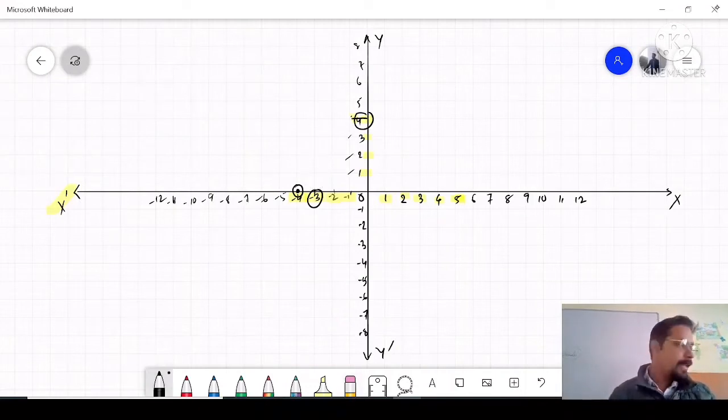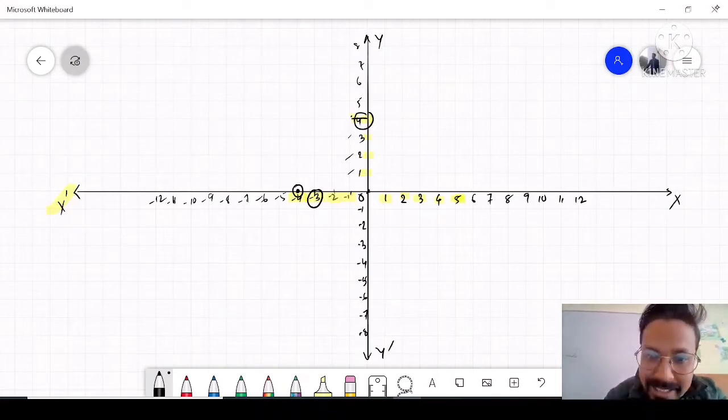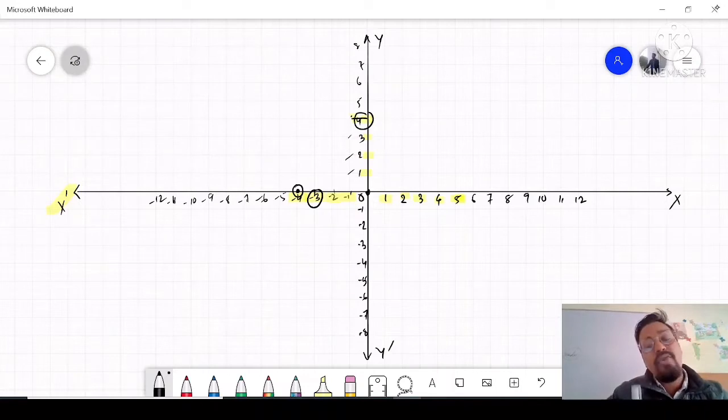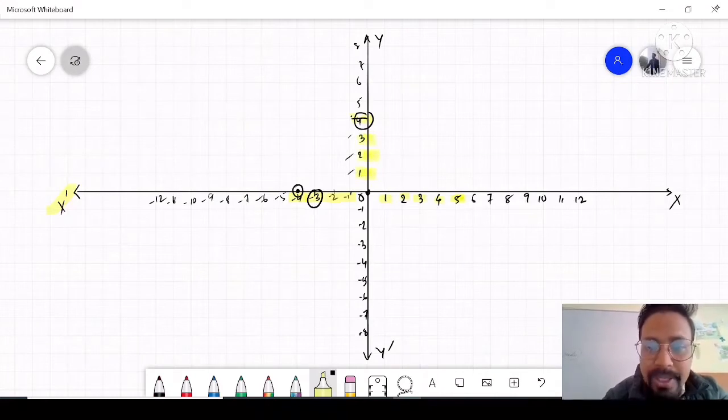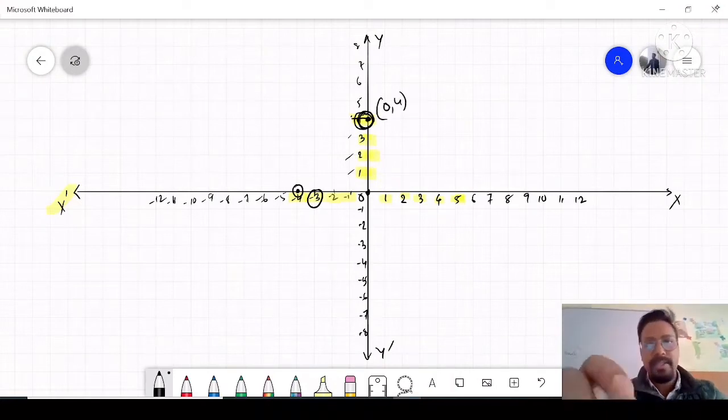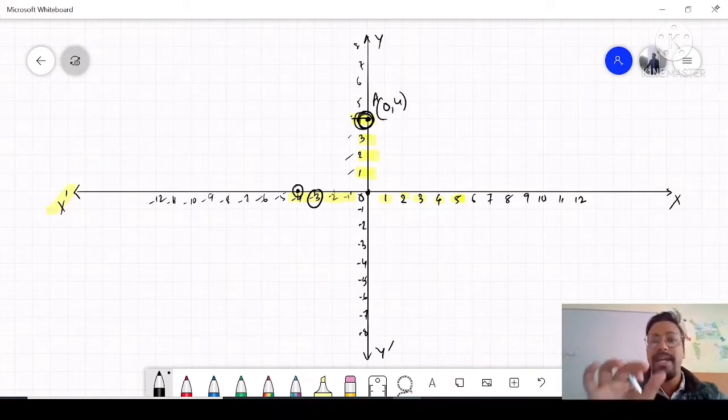So now they have given us a few points, so you have to plot them. The first point is A, 0, 4. 0, 4 means along the x axis there is no movement, so we stay at 0, and along the y-axis we have to move by 4 units. So from 0 we have again 1, 2, 3, 4. So we reach here. This is our point 0, 4. Okay, this is point A. That's how we write the points.